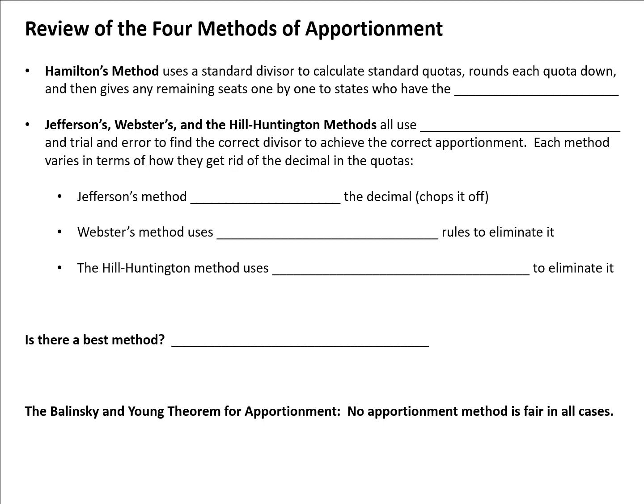All right, so just a quick review of the four methods. So the first thing I wanted to go over is the easier one. Hamilton's method is actually the simplest and most straightforward. It uses a standard divisor to calculate standard quotas, rounds each quota down, and then gives any remaining seats one by one to states who have the higher decimal values.